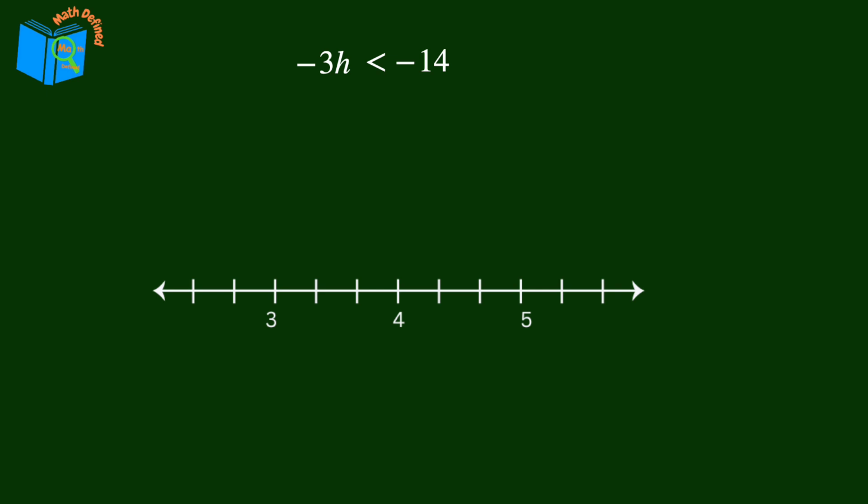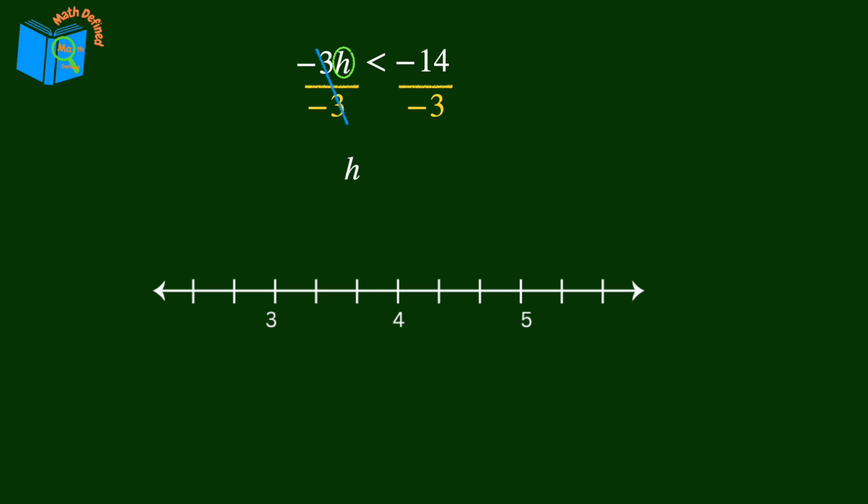Let's turn up the challenge with -3h is less than -14. This one has a twist. We'll need to flip the inequality. Let's see why. To solve for h, we need to divide both sides by -3. On the left, the -3's cancel out, leaving h.